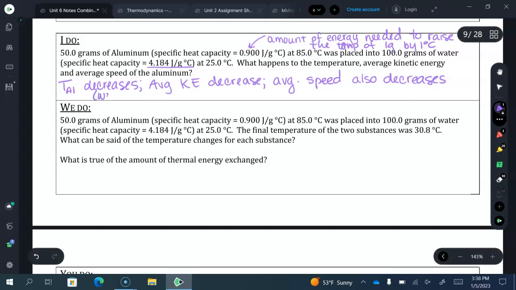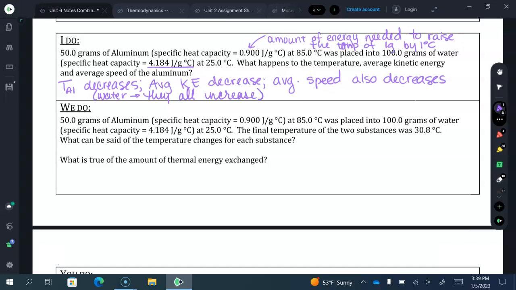Alternatively, for water, they all increase so that they meet in the middle-ish for thermal equilibrium. Notice it's not a true average, but it's still based off of their specific heat capacities, their middle ground. Okay.